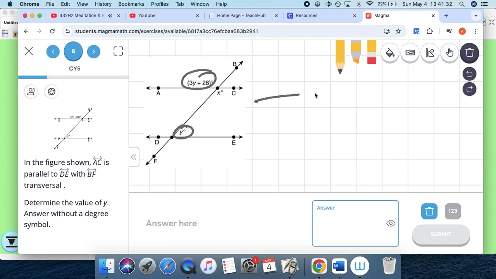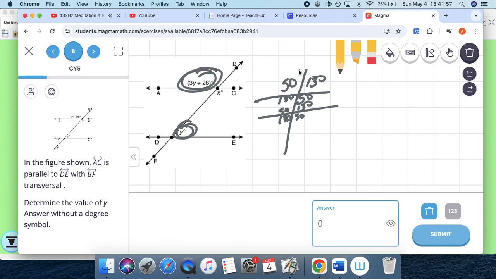So again, let's set it up. Pick two easy numbers. Let's make that 50, which makes this angle 50, this one 50, and this one 50, right? Vertical angles, and then the same angles repeat at the bottom. This would be 130, 130, 130, and this would be 130. So now the two angles in question are the 50 and the 130.